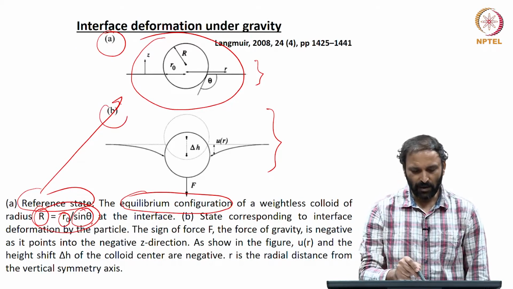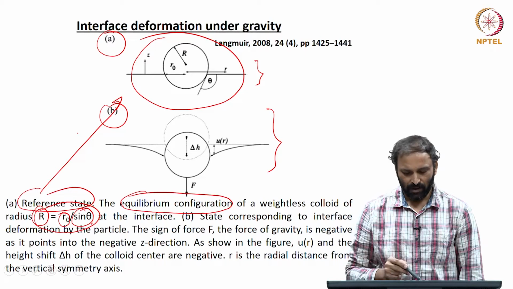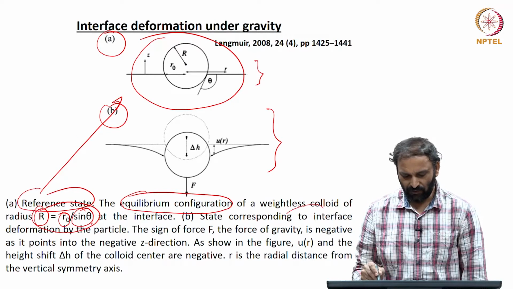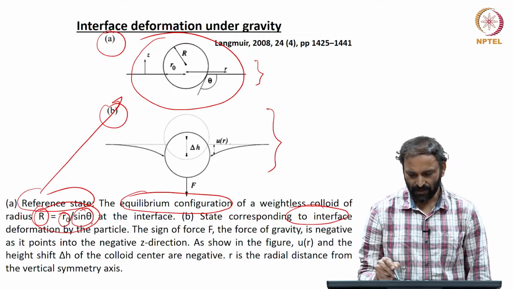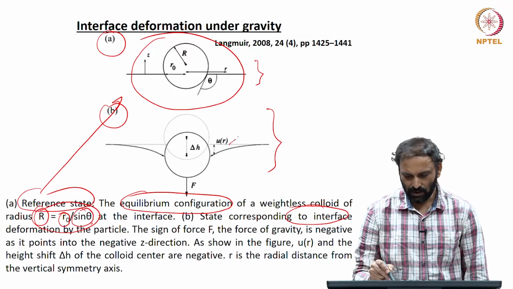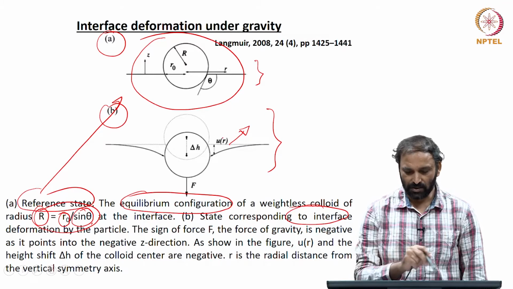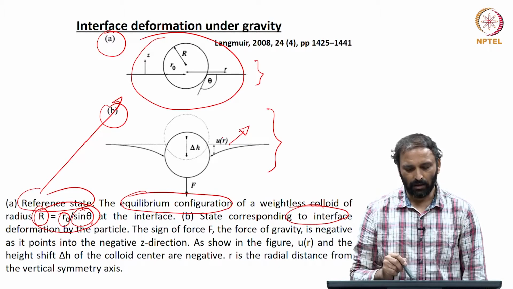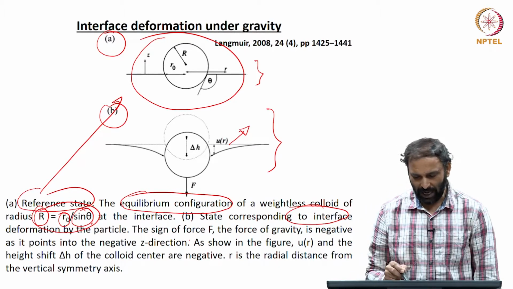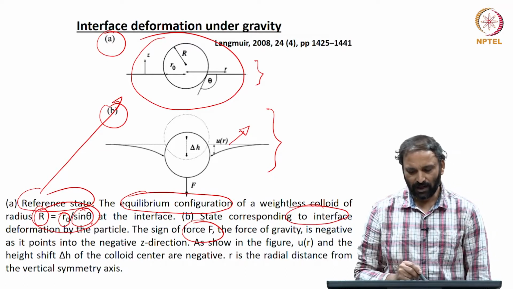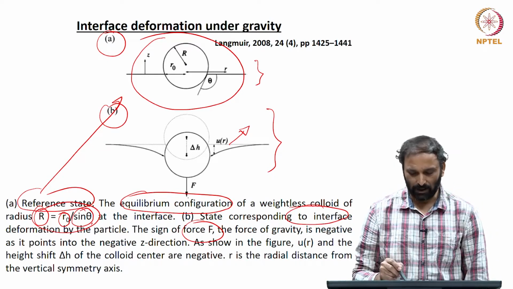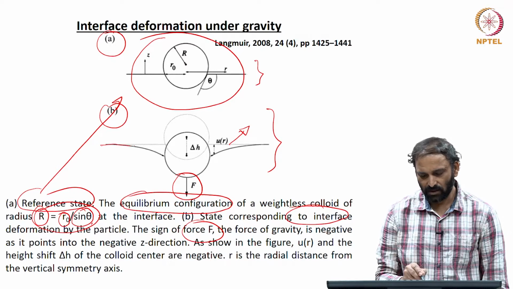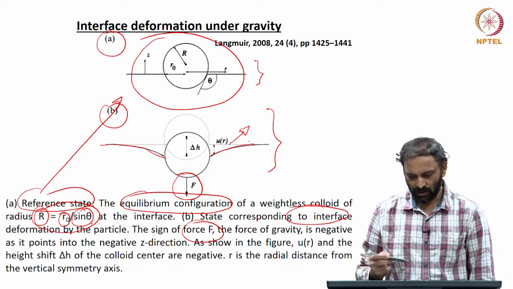Now in B, what we have is a particle when the interface is deformed. Okay. So, the dotted line that you see is the location of the interface when we had a weightless particle. Now, we have a force F, the gravitational force acting on the particle, pulling the particle down, because of which the interface is deformed as shown by these lines.